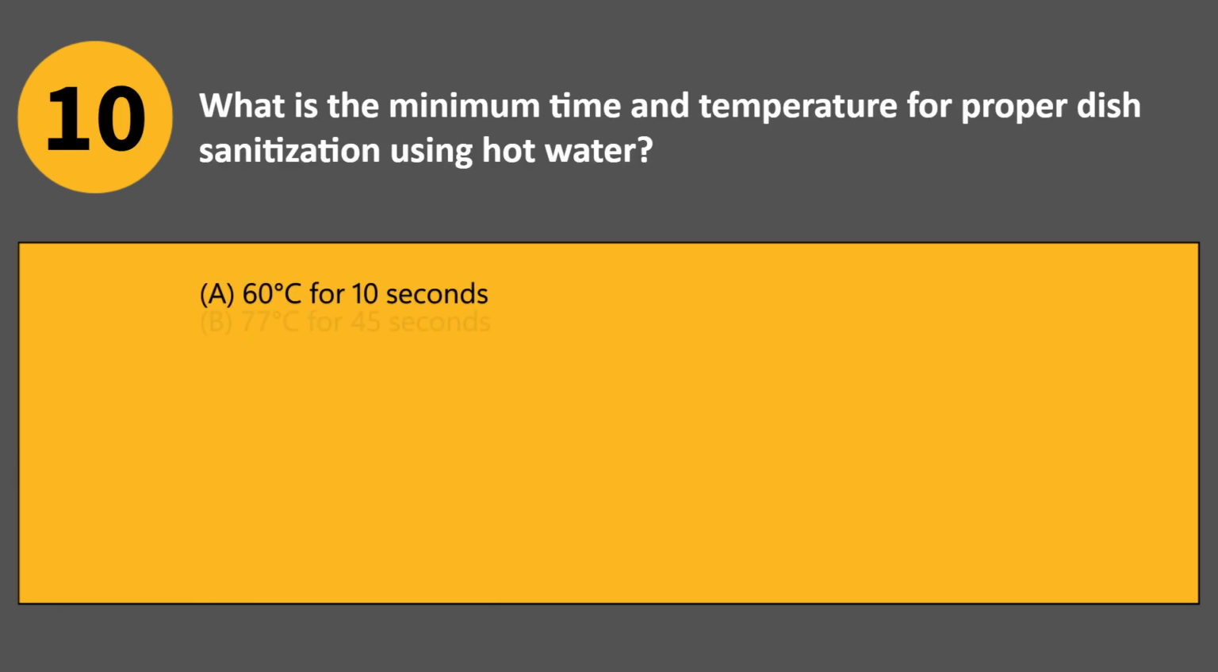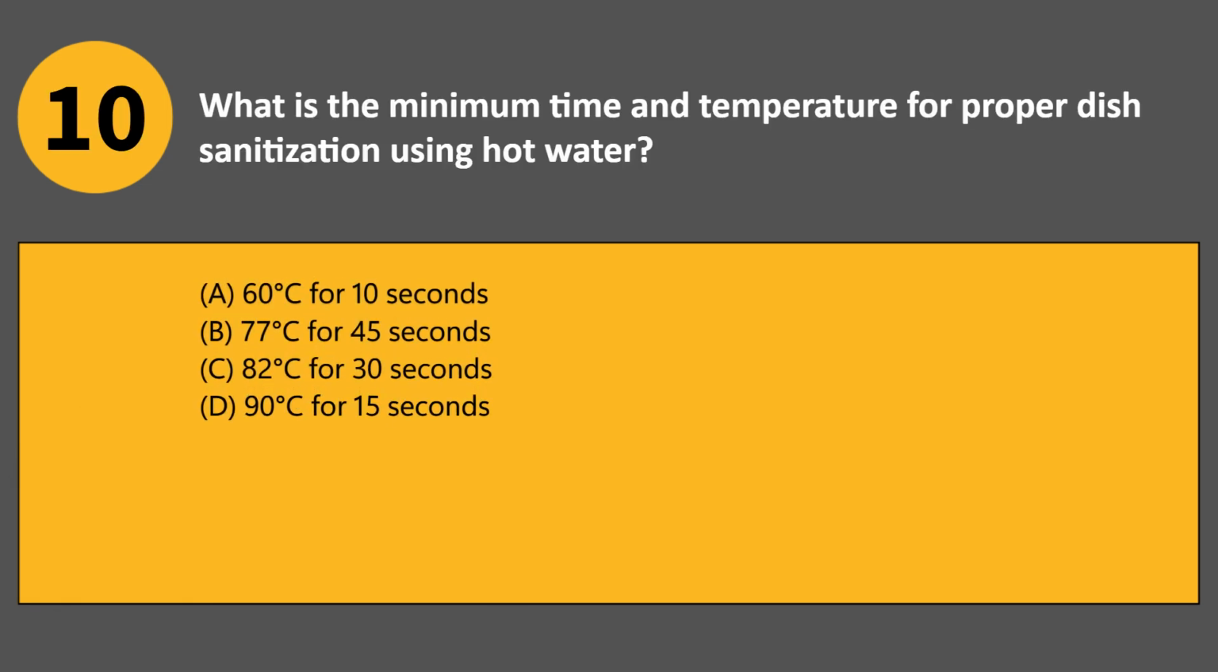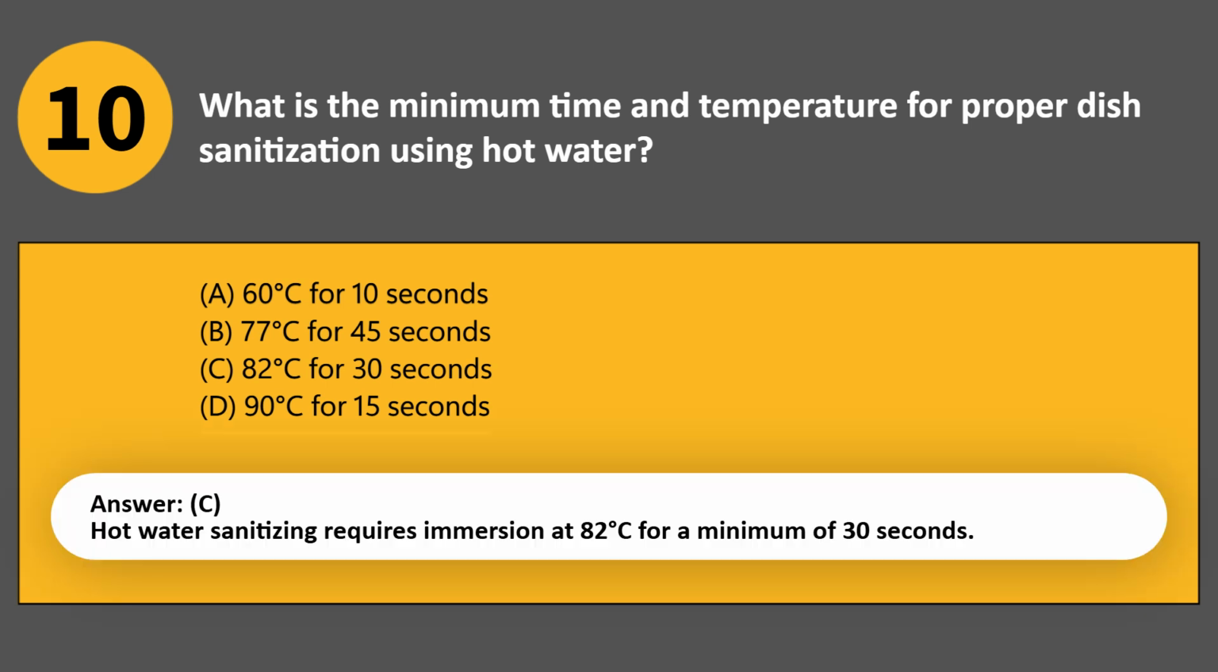What is the minimum time and temperature for proper dish sanitization using hot water? A. 60 degrees Celsius for 10 seconds. B. 77 degrees Celsius for 45 seconds. C. 82 degrees Celsius for 30 seconds. D. 90 degrees Celsius for 15 seconds. Answer, C. Hot water sanitizing requires immersion at 82 degrees Celsius for a minimum of 30 seconds.